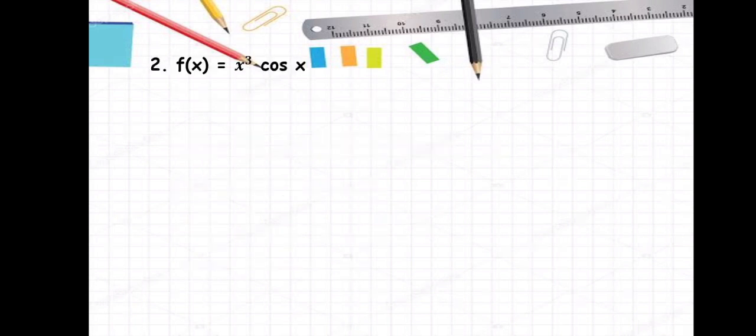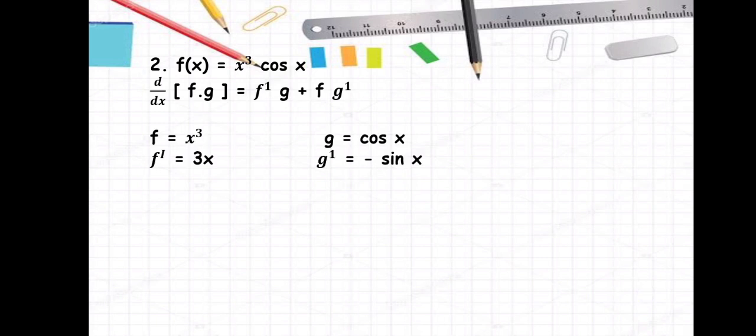So we have our second example. f of x equals x cubed cosine x. First, we are going to use the product rule. d over dx of f times g equals f prime times g plus f times g prime. So our f is x cubed, and the derivative of x cubed is 3x squared. Then our g is cosine x, and the derivative of cosine x is negative sine x.